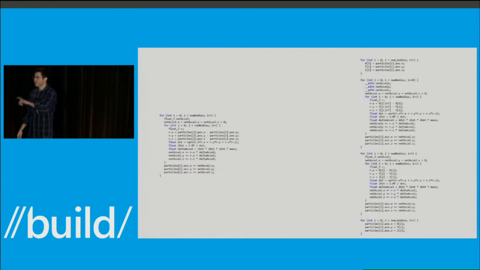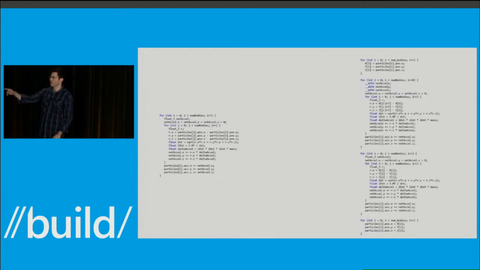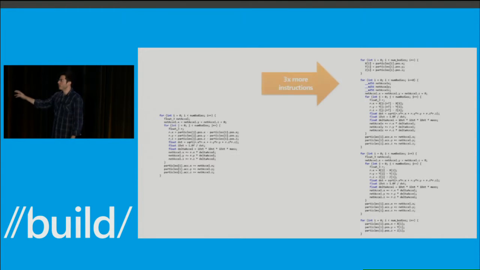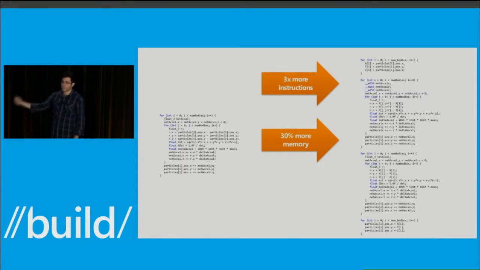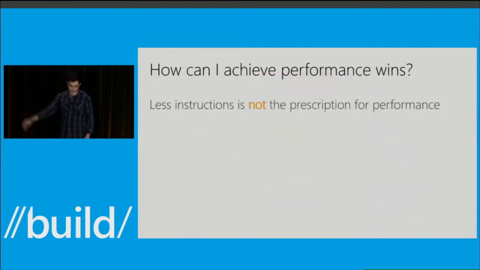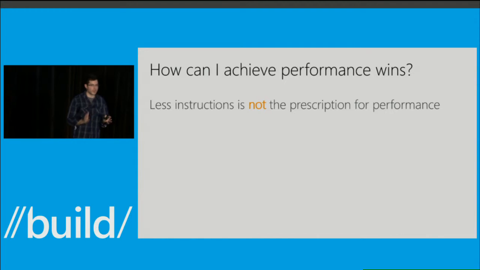But, a real quick example, I got some code on the left over there, and I got some code that does exactly the same thing on the right. The code has 3 times more instructions. The code consumes 30% more memory, yet it goes 5 times faster. We'll get into what that code actually does later. So look, less instructions is not the only prescription for performance out there.